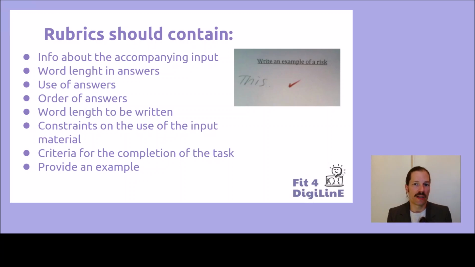Important details which may need to be provided in rubrics include exactly where to find the accompanying input, for example, a page number, how many words to use in the answer, whether or not the same answer may be chosen more than once, whether or not answers may be written in any order, the approximate number of words to produce for writing tasks, clear indications of the extent of any choice among tasks, the number of times a listening text will be heard, constraints on the degree to which the input material can be used, and also an indication of the criteria for successfully completing the task.